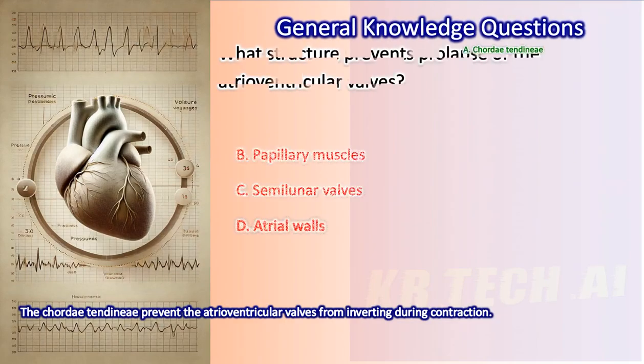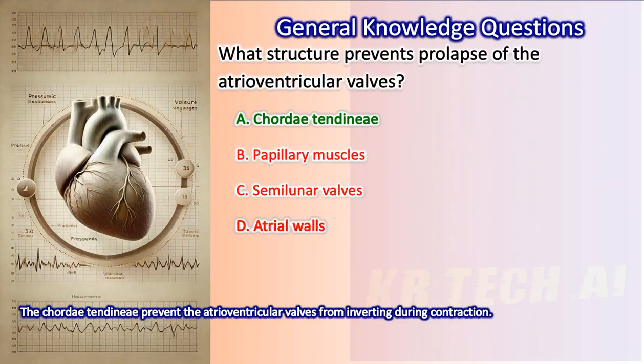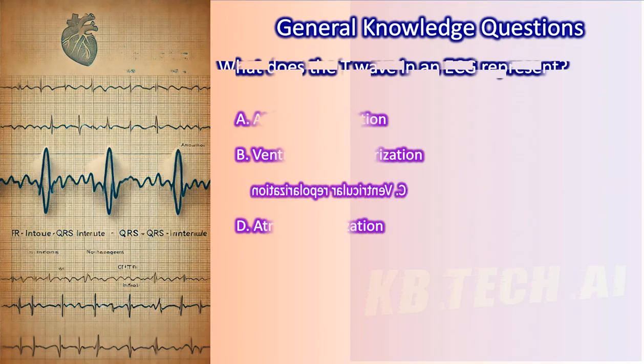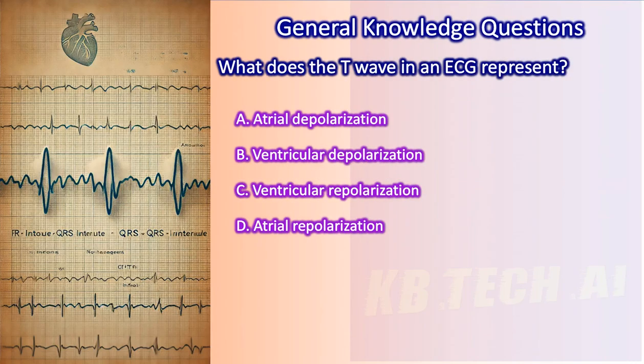The answer is option 1. Chordae tendineae. What does the T wave in an ECG represent? Option 1. Atrial depolarization. Option 2. Ventricular depolarization. Option 3. Ventricular repolarization. Option 4. Atrial repolarization.